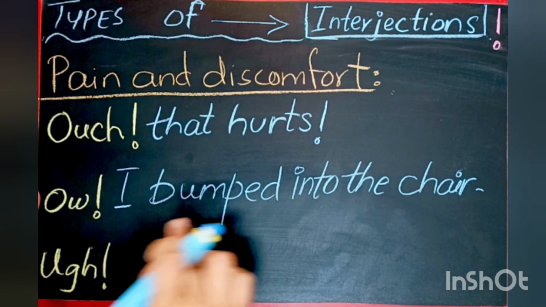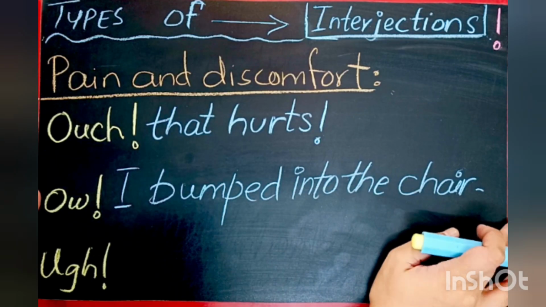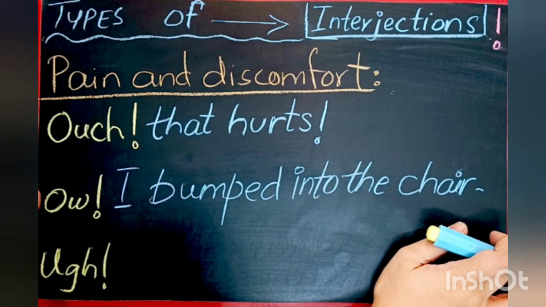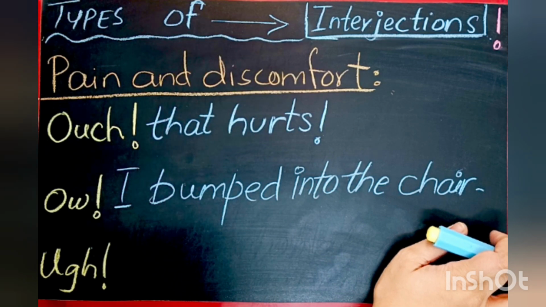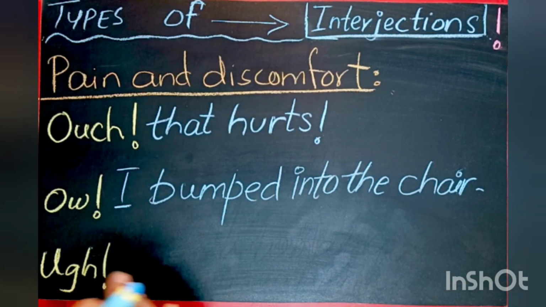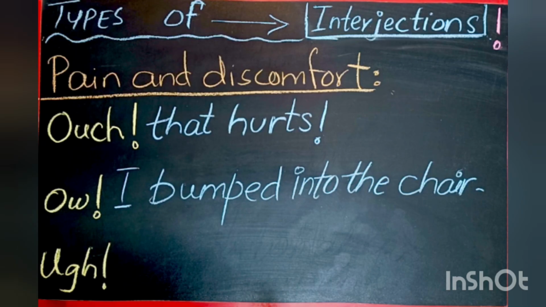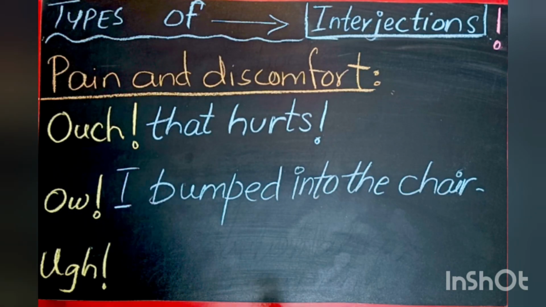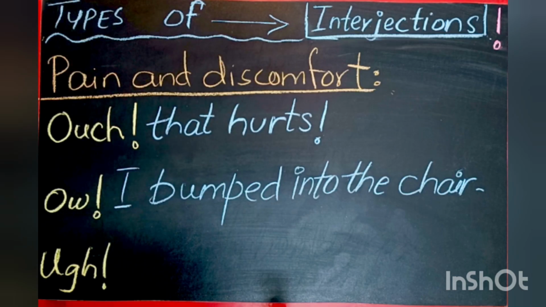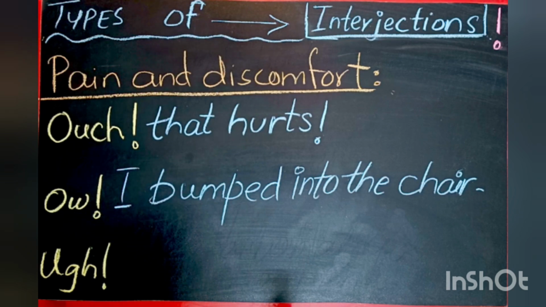Okay. I bumped into the chair. Ow! I bumped into the chair. I have hurt myself. Okay? Means I have hurt myself. We use ugh when we are frustrated, annoyed, bored or disgusted, or when we show the groaning. So it also shows us the groaning sound uttered by a speaker.